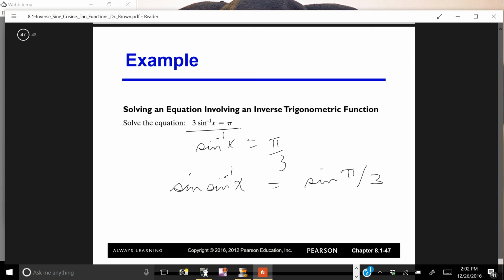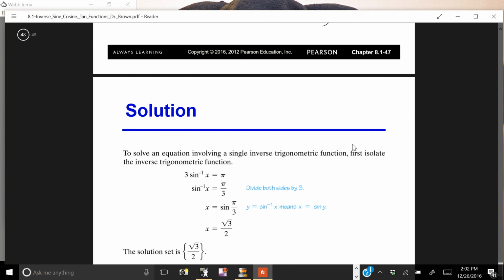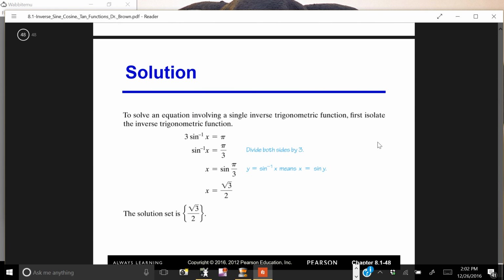Remember, you do the same thing to both sides of the equation to keep things equal. Now the sine of inverse sine of x is equal to x, so x is equal to sine of pi over 3, which I believe is the square root of 3 over 2. Yes, it's the square root of 3 over 2. So you'll find homework problems very similar to these. I'd advise you to work them, and this is the lesson for today.